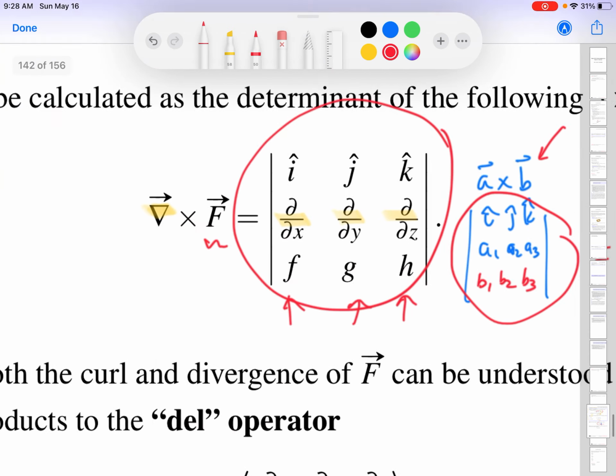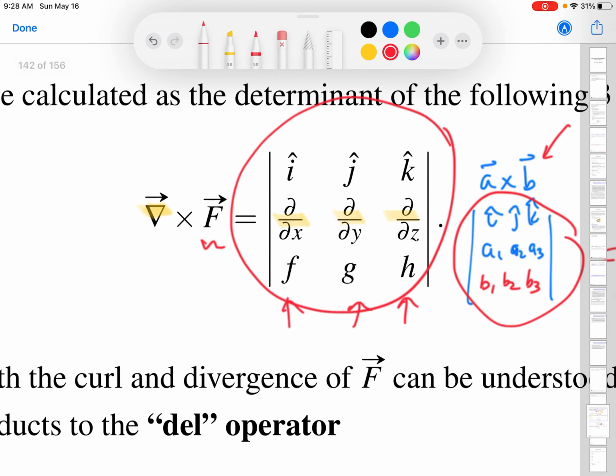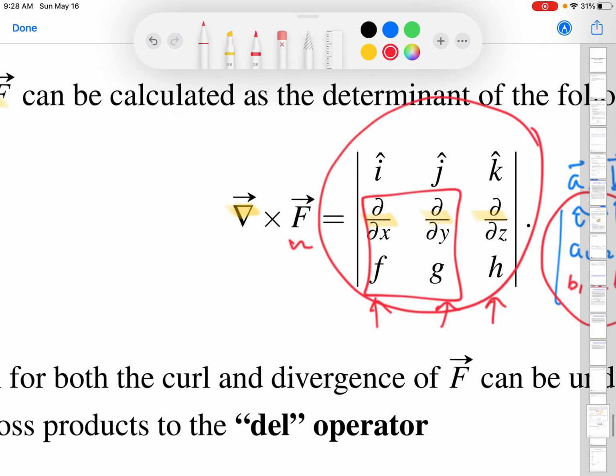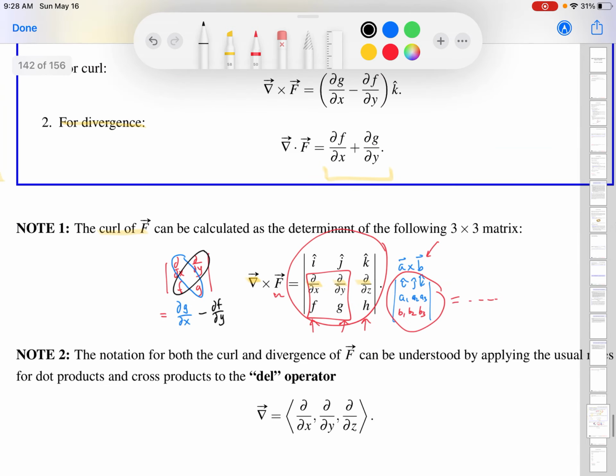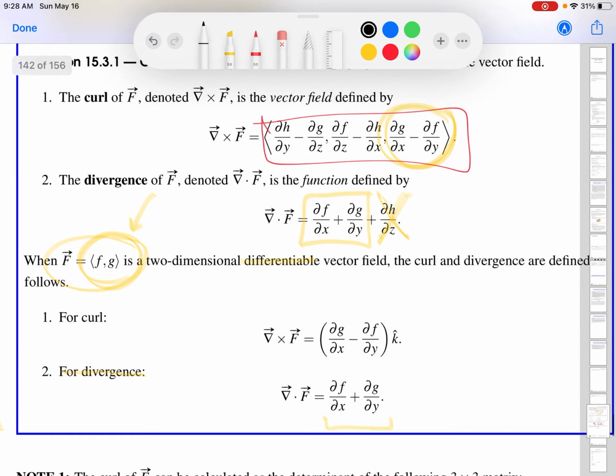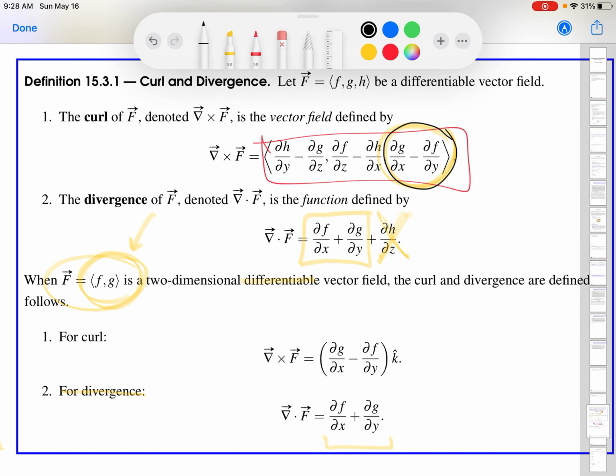The last thing I'll mention is that you'll have to interpret products as differentiation. For example, if this is my submatrix and I want to take its determinant, the product, quote unquote, of these two would be partial g, partial x, whereas the product, quote unquote, of these two would be partial f, partial y. Partial g, partial x minus partial f, partial y: you see that that's one of the terms in the curl.